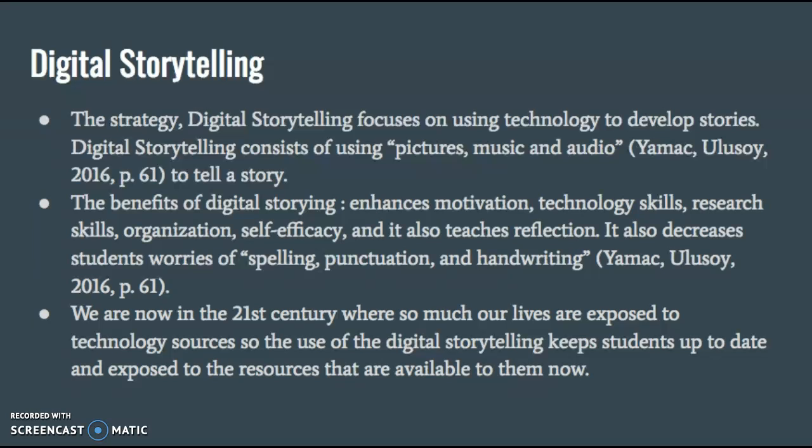The last strategy that I'm going to present to you today is digital storytelling. This strategy focuses on using pictures, music, and audio to tell a story. Digital storytelling has proved to enhance motivation, technology skills, research skills, organization, self-efficacy, and reflection. It has also decreased students' worries of their spelling, punctuation, and handwriting. Digital storytelling is also a great use of our 21st century technology resources.